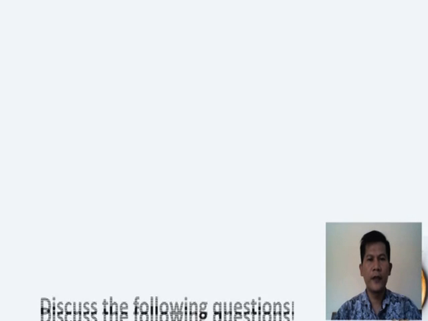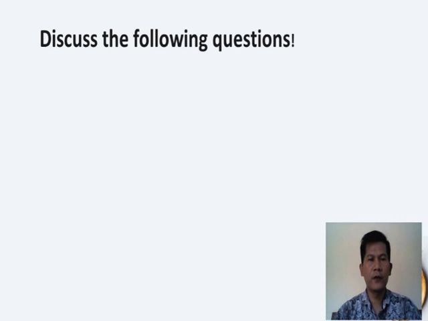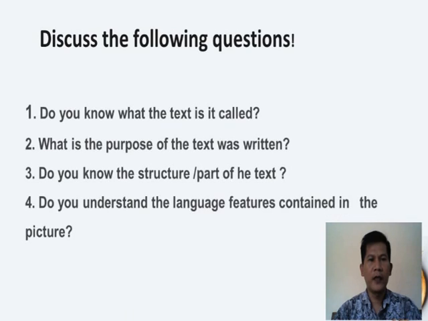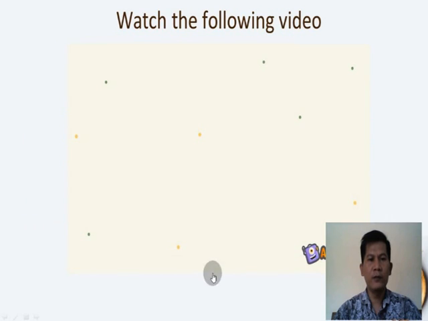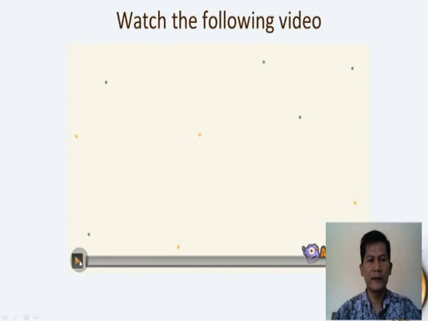Now, for your next learning activity, please discuss the following questions and then try to answer the question together with your groups according to the video that I would like to play here. You can write the answer on the worksheet that I have prepared. I will send the worksheet via our WA groups, and then you can download it and write the answer on it. How is this video? Please watch it together.